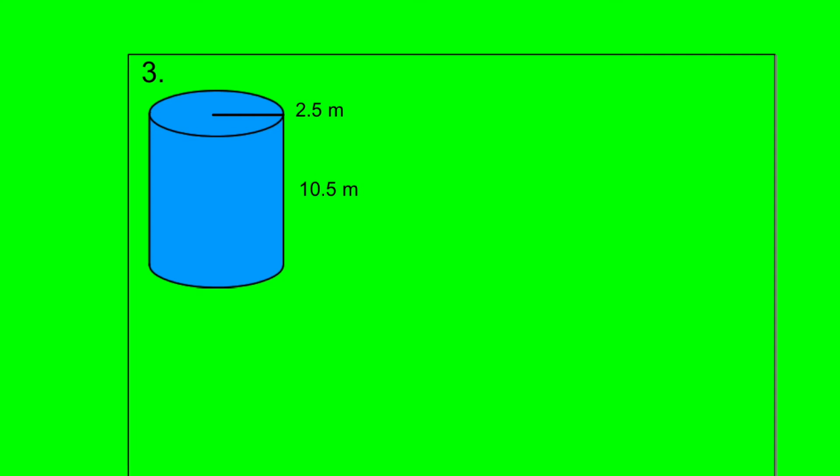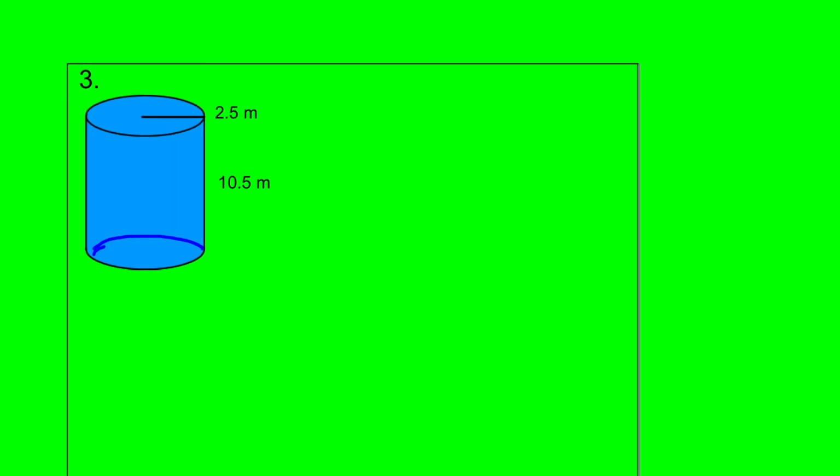So, number 3, we've got a cylinder that's this time sitting on its circular part. Remember, it's 2 circles, right? One at the top, one at the bottom. We have to picture this rectangular part first. So remember, we're going to roll out the rectangular part, and the long side of the rectangular part is going to be the circumference of the circle.